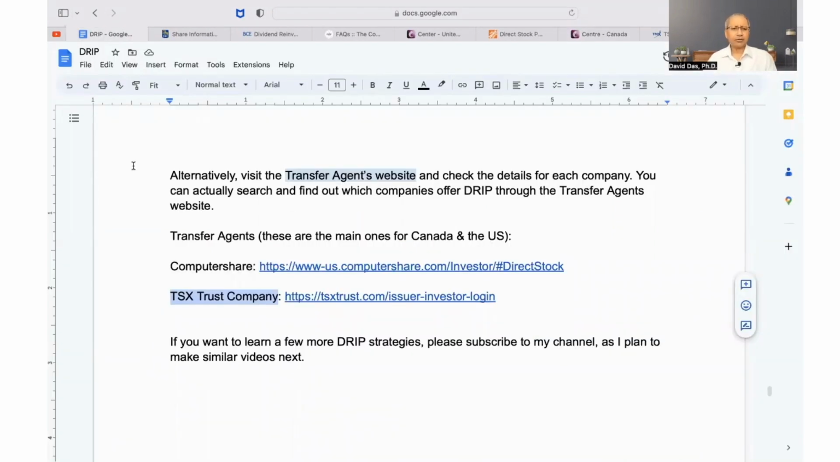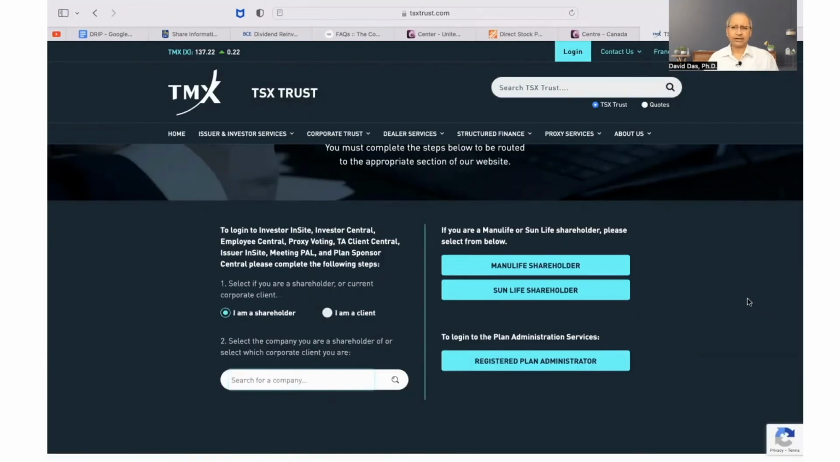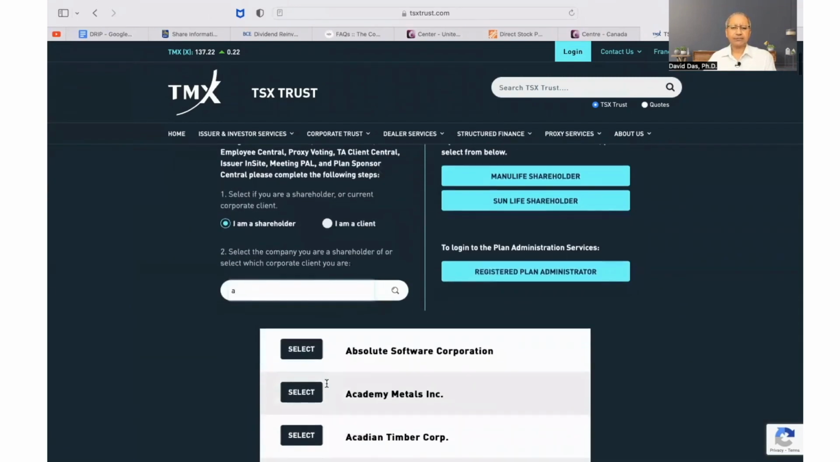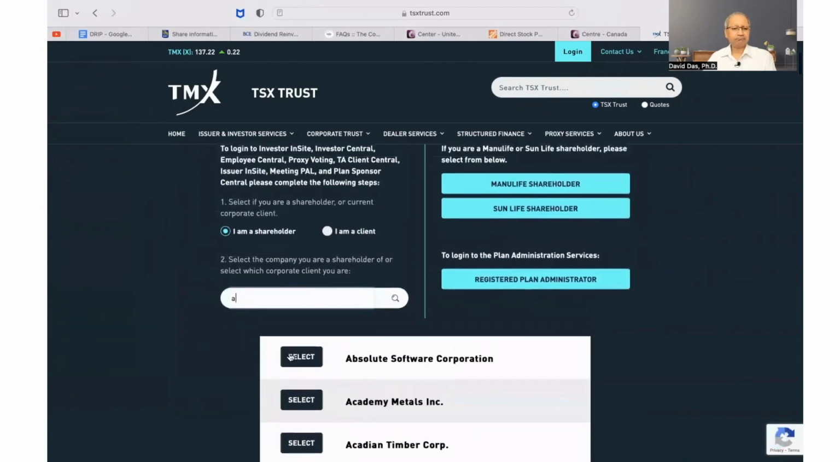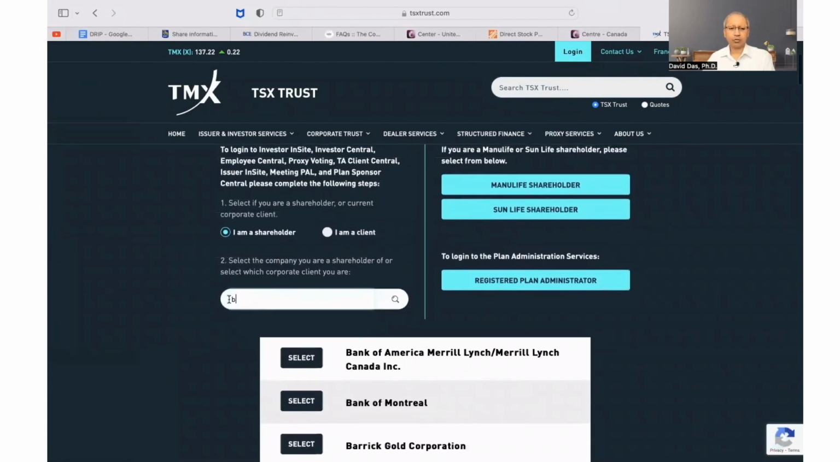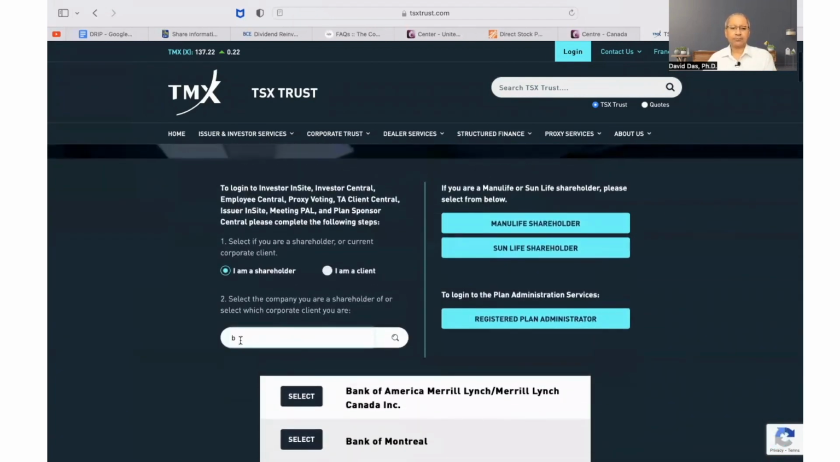Now let's talk about TSX Trust Company. So this is their website. The best way to get started is to search for a company. So I will probably recommend, say, if you start with A, just type in A, and it has a list of all the companies starting with A which offer DRIP. And you can do B and whichever company you want. So these are companies starting with B. If you have any particular company name in mind, say, for example, Imperial Oil, you type it in, and it has the information about Imperial Oil.